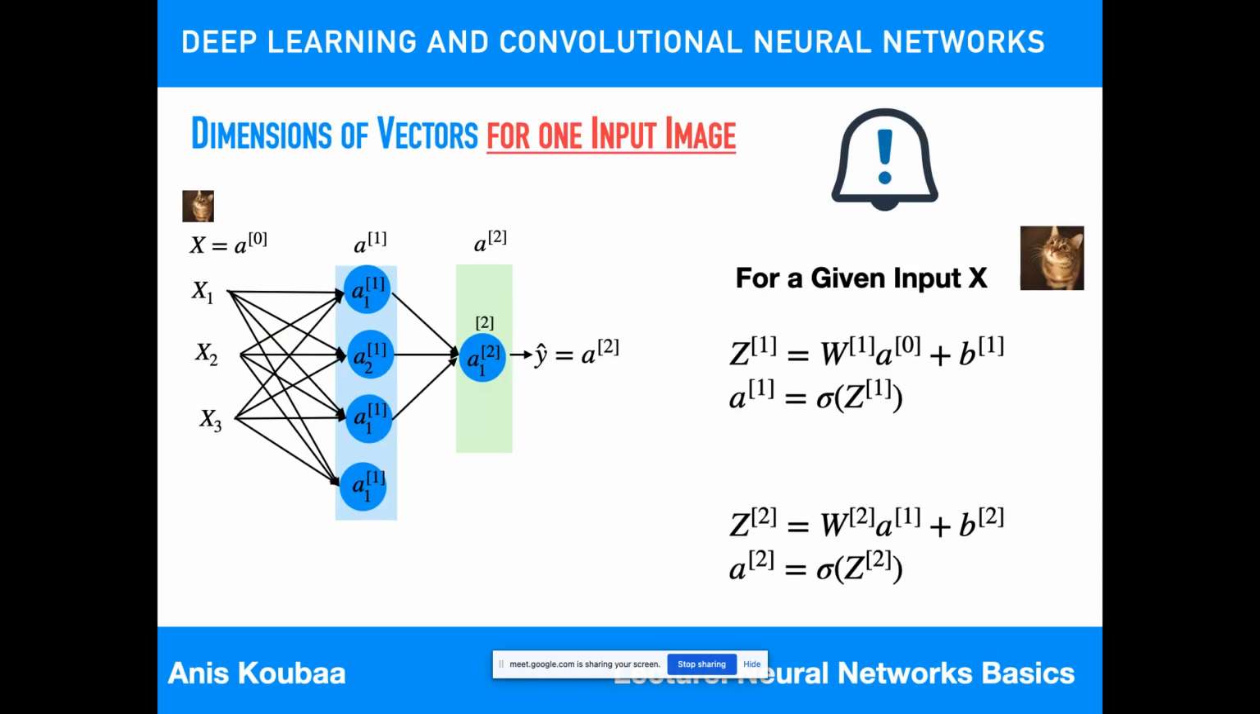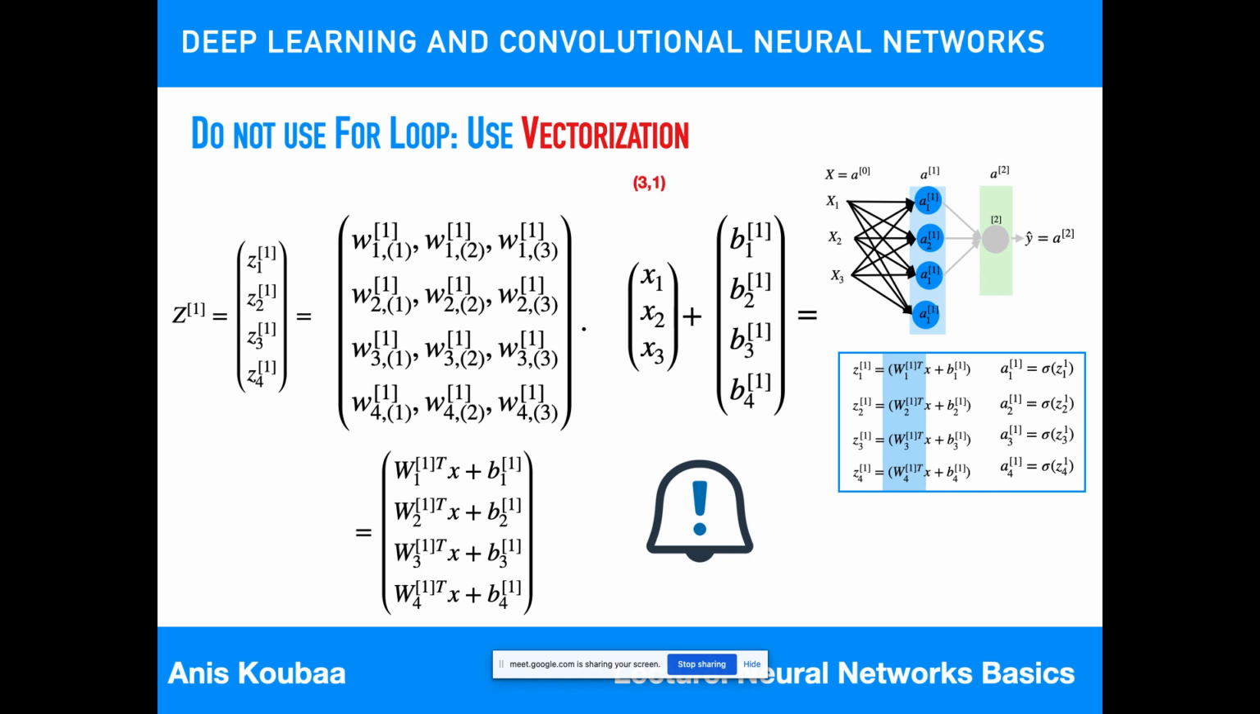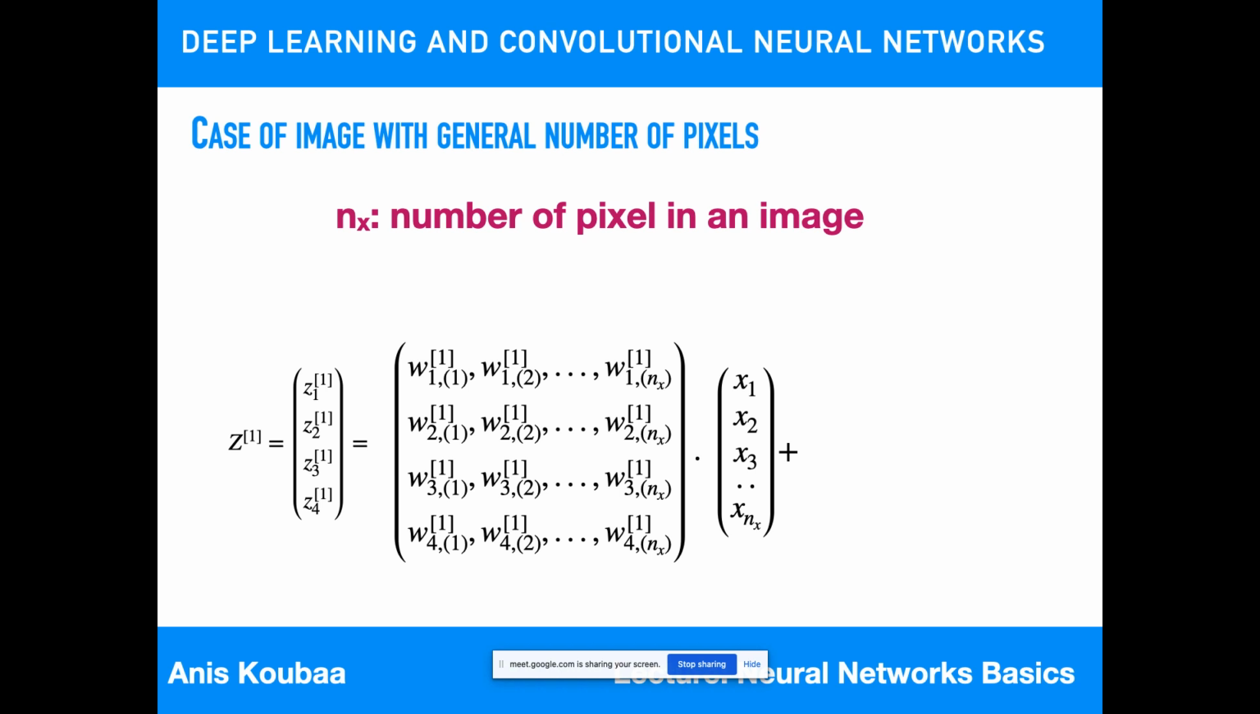Okay, so now let's go back to the dimensions for one input image. This is a reminder for one input image, for a given input X. Now, using vectorization, we have 3, 1 here, and we have 4, 3. This is the same thing, just the expanded form of the matrix. But here, let's now try to make some generalization. Instead of saying that we have 3 pixels, let's say we have nx pixels, to derive a general equation about the different shapes. So here, the vector x will be nx by 1, because we have nx rows.